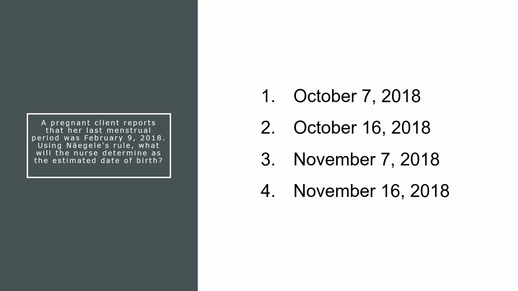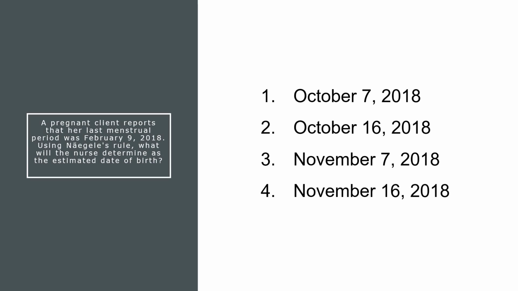So if you chose 4, you are correct. The accurate use of Nagel's rule requires that the woman has a regular 28-day menstrual cycle. To calculate the estimated date of birth, the nurse would subtract 3 months from the first day of the last menstrual period, add 7 days, and then adjust the year as appropriate.